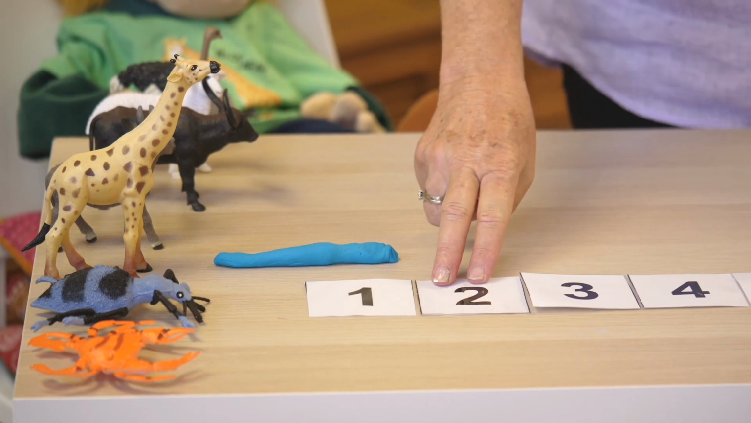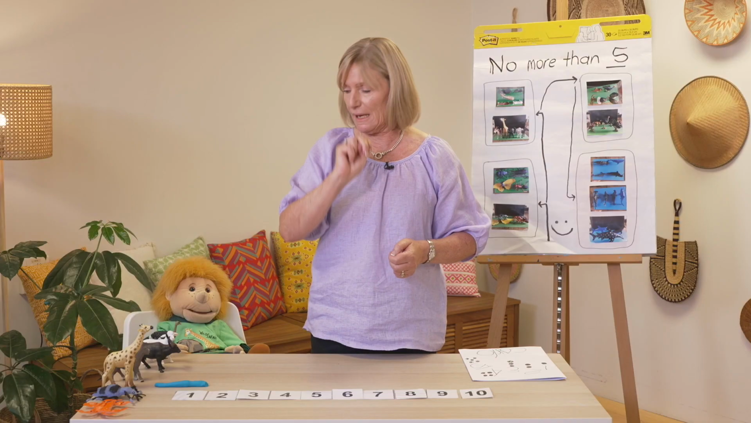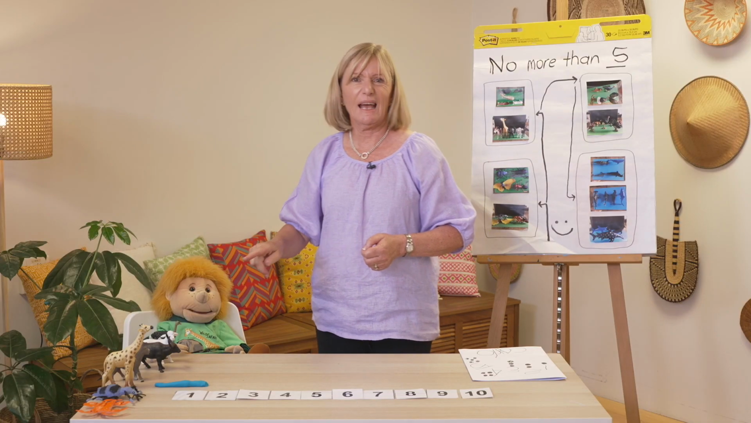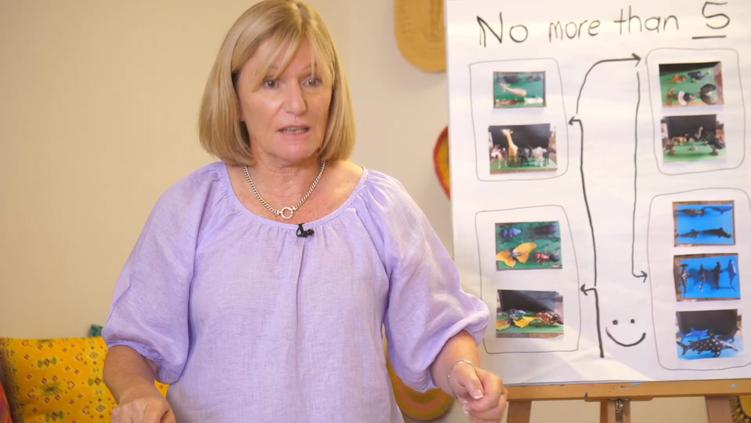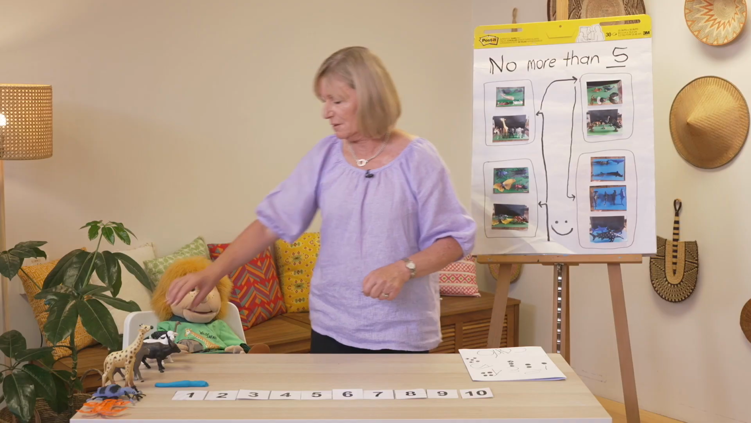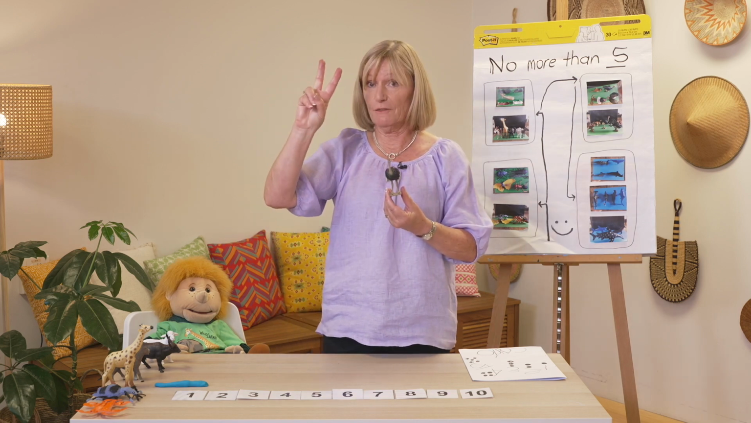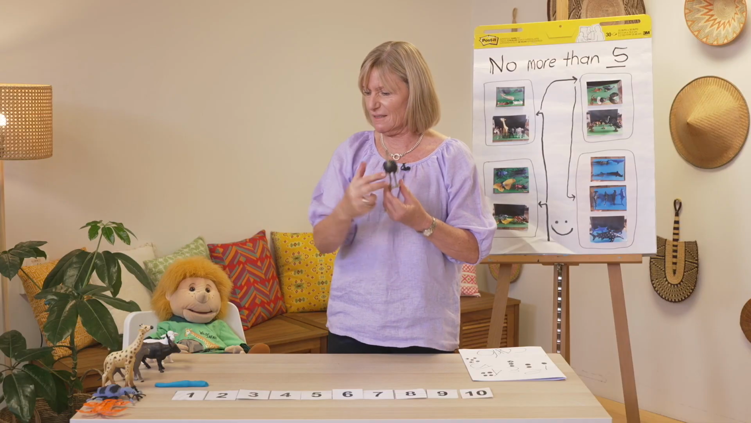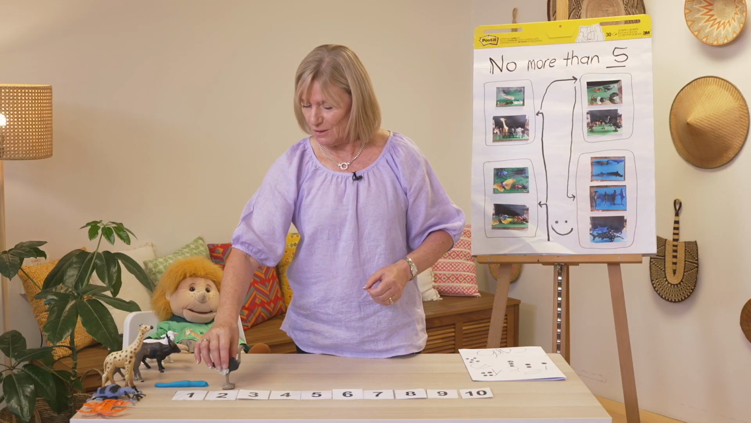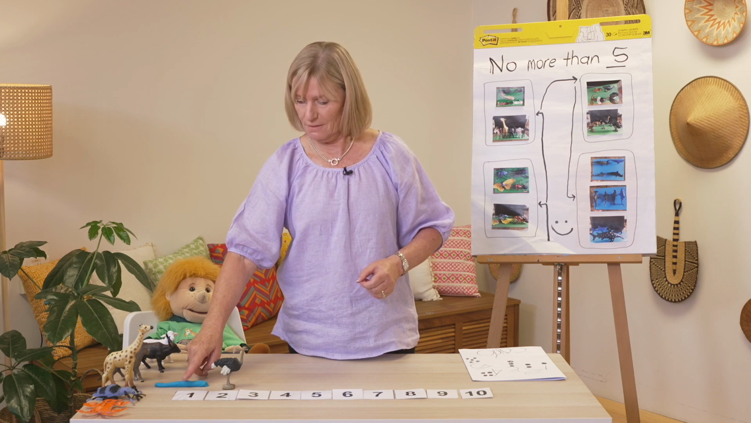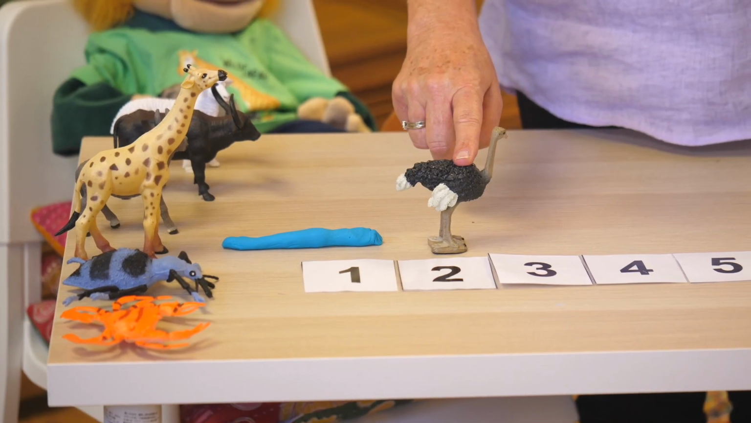Now we need something with 2 legs. And we don't have a person here. That's what the author used in the book. But Carlo did bring along an ostrich. 2 fingers, let me check. 2 legs. Fantastic. 1 is a slug, 2 is an ostrich.